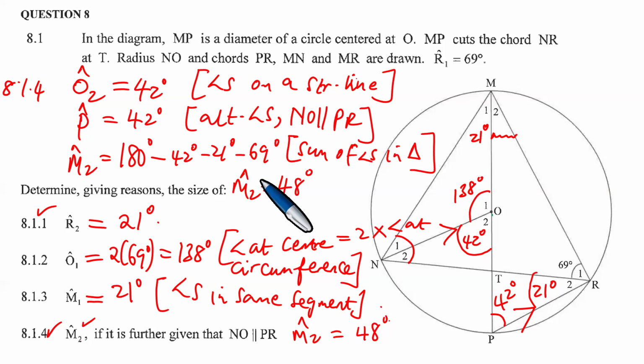Okay, these things, you must repeat them because I want you to master these, but you need to take your time to learn these things and be in a position to understand them. Right, so we had 180 degrees minus 42 degrees minus 21 degrees minus 69 degrees. And what is the answer? It's 48 degrees. That is the answer.